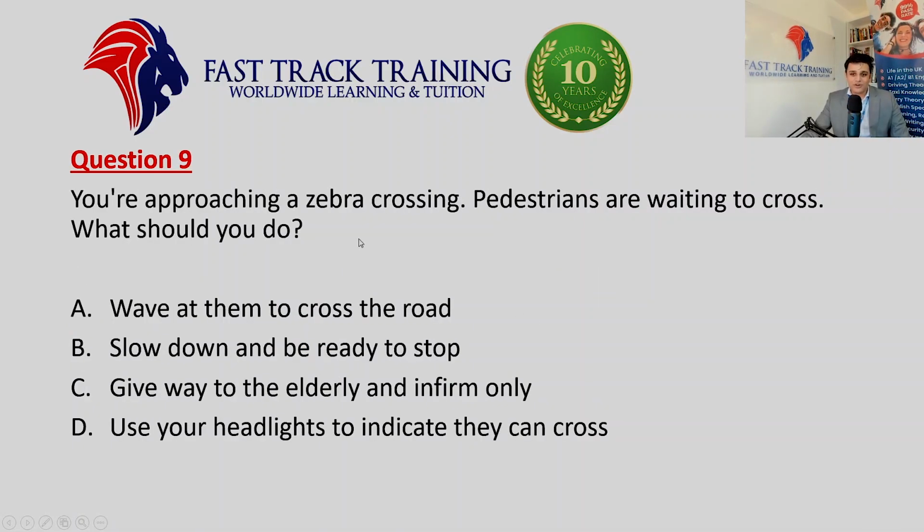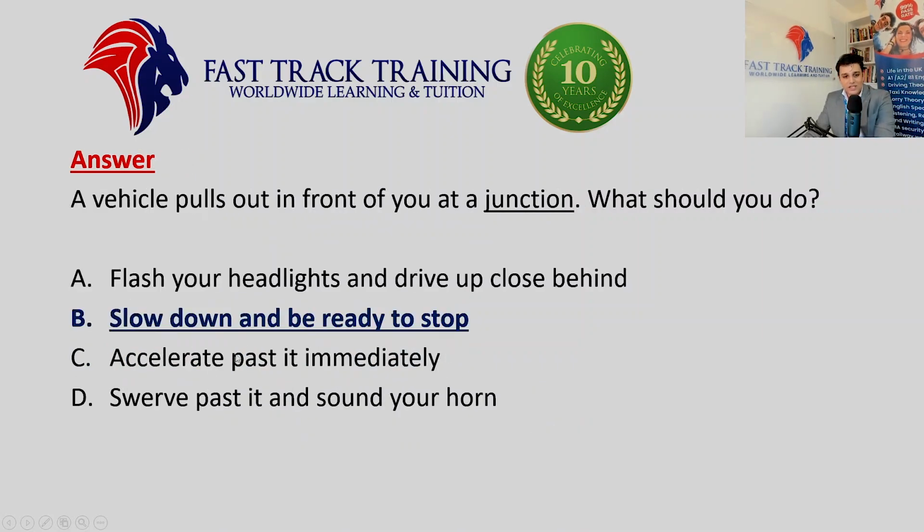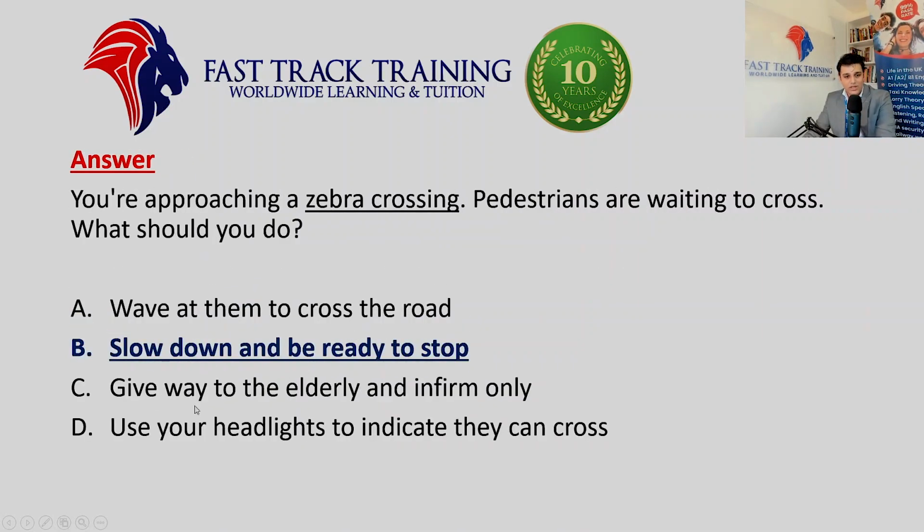You're approaching a zebra crossing. Pedestrians are waiting to cross. What should you do? Wave at them to cross the road, slow down and be ready to stop, give way to the elderly and infirm only, or use your headlights to indicate they can cross. So you want to slow down and be ready to stop. Again, it's the same language as the last test. Give way to the elderly and infirm means people who can't walk, but for a zebra crossing, slow down.